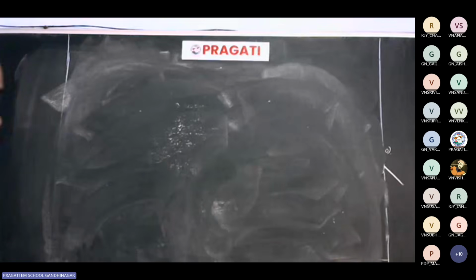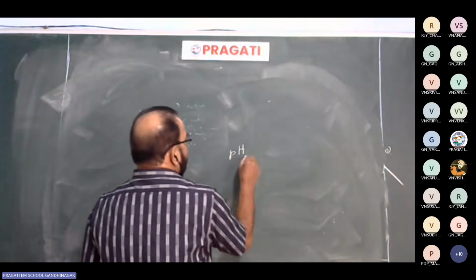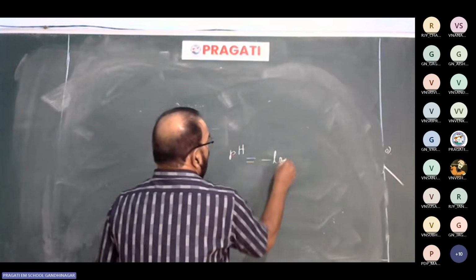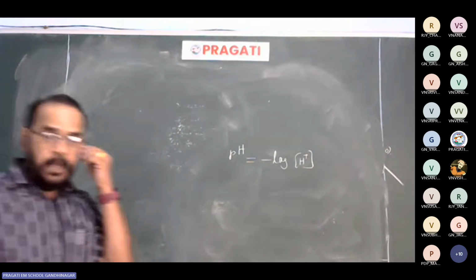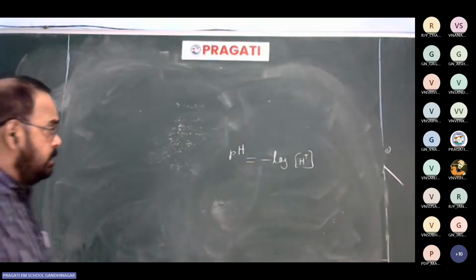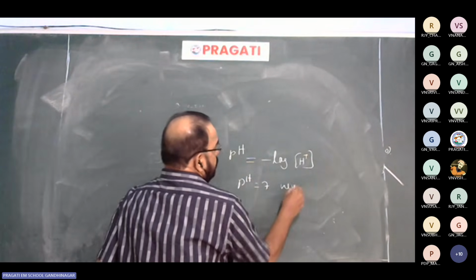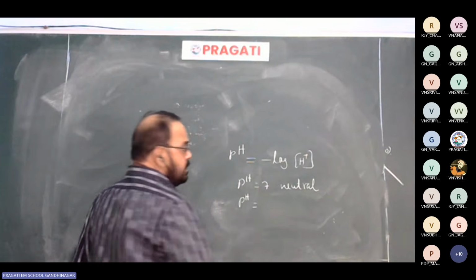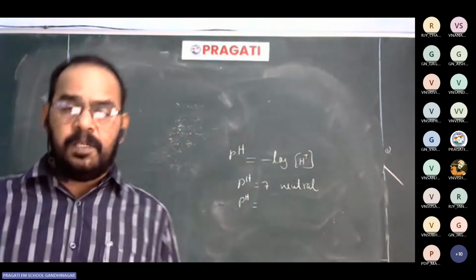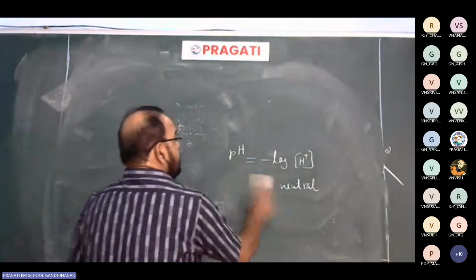Next, pH. So the pH scale. And what is the definition of pH? pH is the negative logarithm of H plus ion concentration. If the pH value is 7, it is neutral. If the pH is less than 7, it is acidic, and if the pH is more than 7, so 7.1 to 14, it is basic.